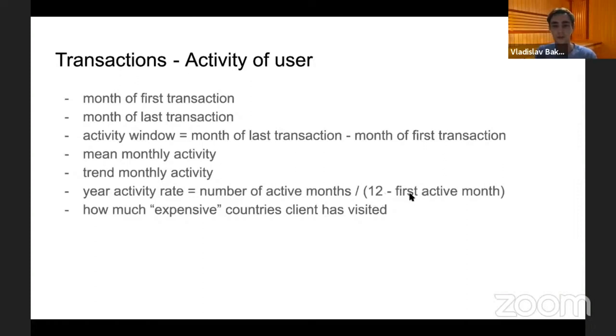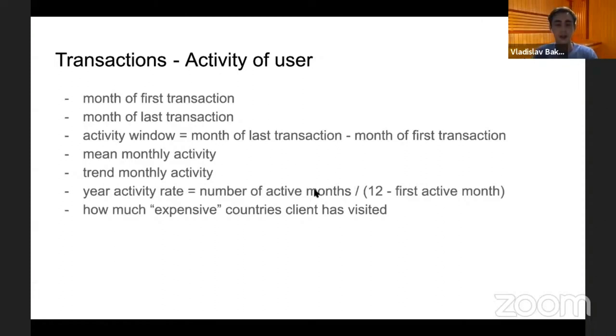to use this information. And the next interesting feature, but I don't know if it is useful, is how many expensive countries the client has visited. There are some countries like USA, Japan, Germany, and so on, and others like Ukraine, Belarus. Ukraine and Belarus I didn't mark as expensive because they are pretty close to Russia, and probably everyone can go to these countries, but USA and Japan are very expensive.